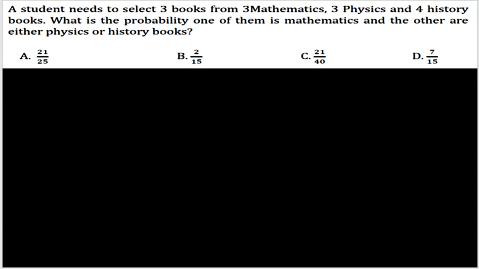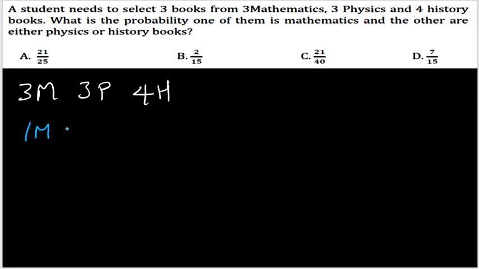Next one, a student needs to select 3 books from 3 mathematics and 3 physics and 4 history. What is the probability one of them is mathematics and the others are either physics or history books? Okay, again, what to do here? So at least one of the books is mathematics, means, not at least, actually it says what is the probability one of them is mathematics.